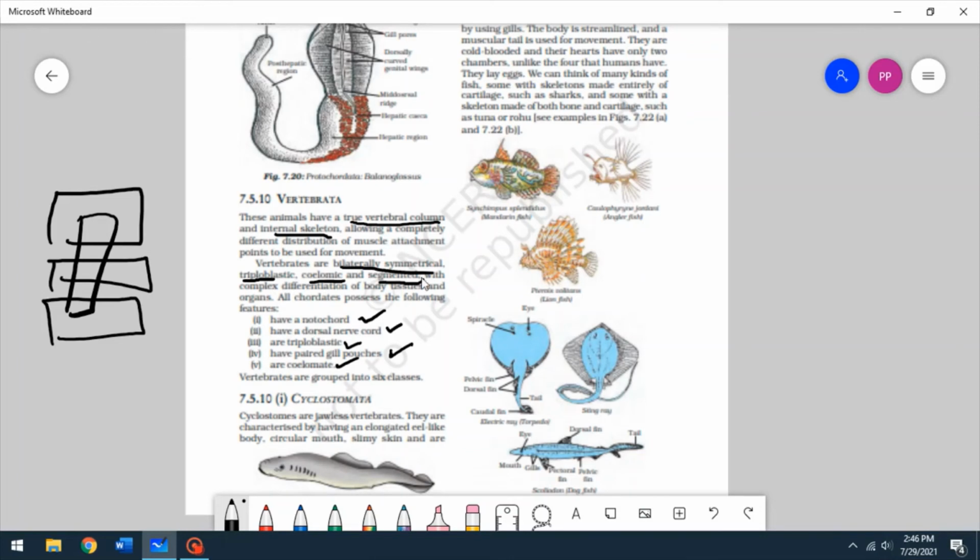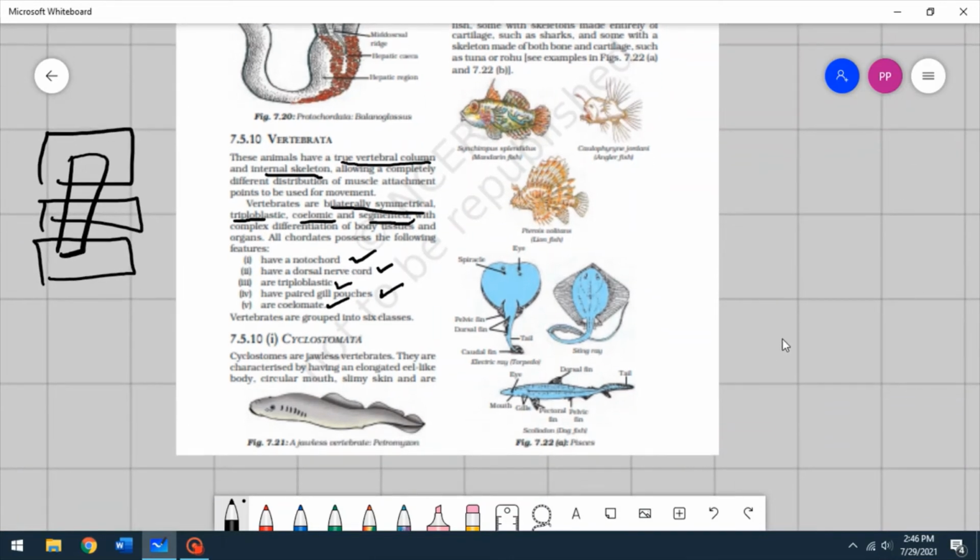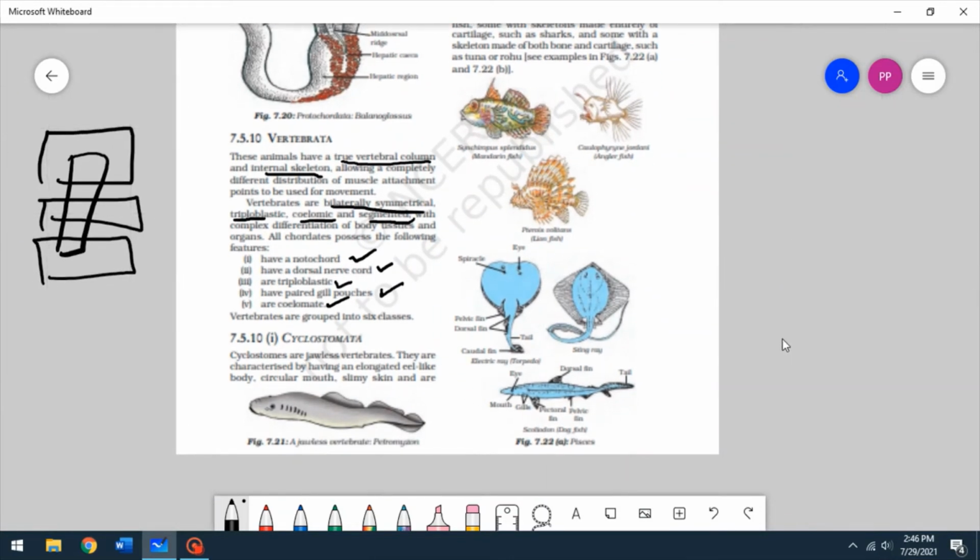So the first subdivision of Vertebrata. Animalia was the kingdom, Vertebrata is the phylum. Cyclostomata would be the class, because it's kingdom, phylum, class. So the first class is cyclostomes, and they are jawless vertebrates. They don't have a well-defined jaw at all.